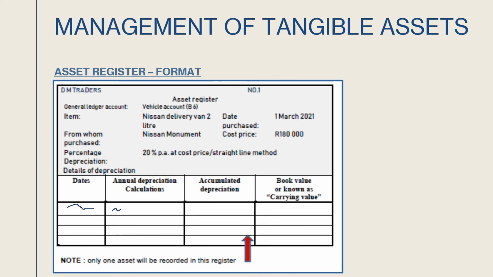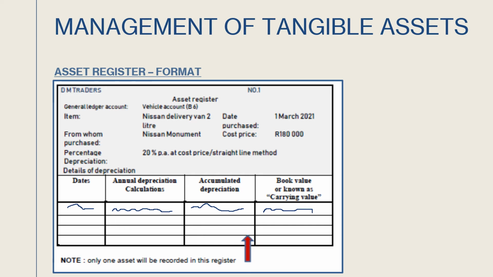The calculation of the depreciation: how much depreciation are we going to make provision for during this year? How much is the accumulated depreciation? Obviously, for the first year, your annual depreciation and your accumulated depreciation would be exactly the same. And then at the end of this financial year, once we've made provision for the depreciation for the year, what is the book value or the carrying value at this stage?